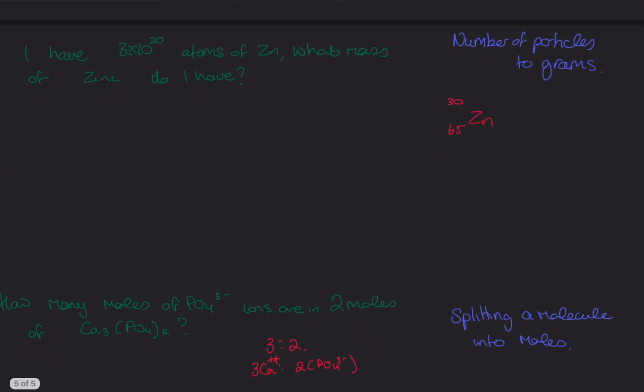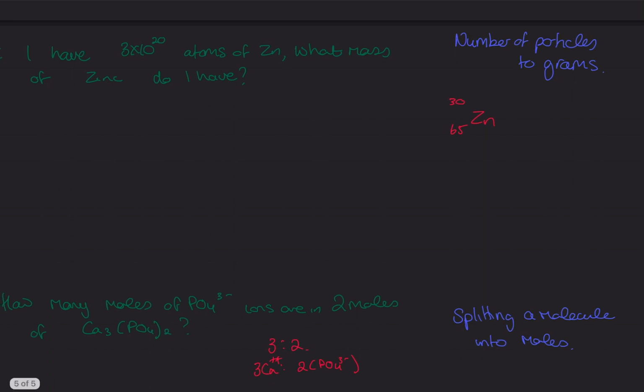Okay, so why don't you pause again and give a go to this one. You have 3 by 10 to the 20 atoms of zinc. What mass of zinc do I have? Okay, so again, you're given atoms, so let's write that as a fraction over what 1 mole would definitely be. And we will get 5 by 10 to the minus 4 moles.